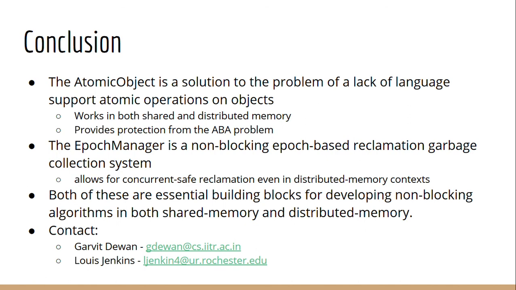So wrapping things up, the AtomicObject is a solution to the problem of lack of language support for atomic operations on objects. The implementation not only provides the operations in shared memory but distributed memory as well, utilizing pointer compression that enables RDMA atomic operations, which are on par with the performance for atomic operations on integers, while also providing protection from the ABA problem with memory reclamation by usage of double-word compare and swap. The Epoch Manager is a non-blocking epoch-based reclamation garbage collection system that allows for concurrent-safe reclamation even in a distributed memory context. Both of these are essential building blocks for developing non-blocking algorithms in both shared memory and distributed memory.